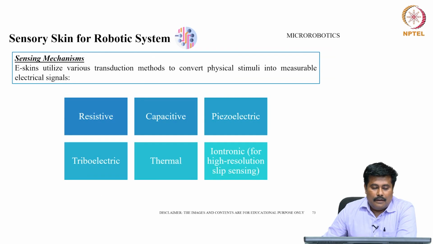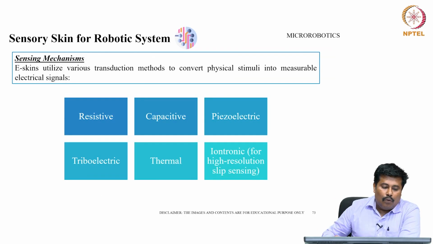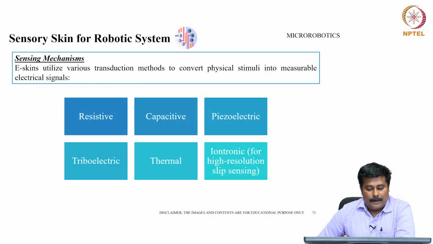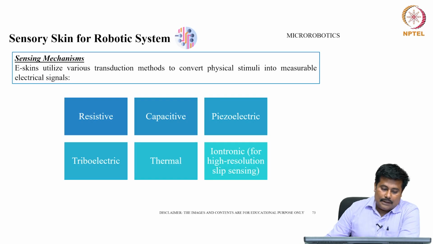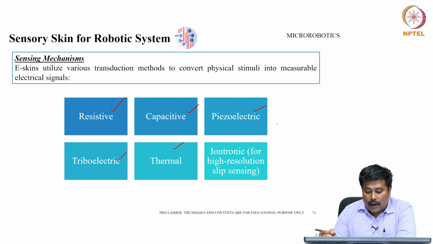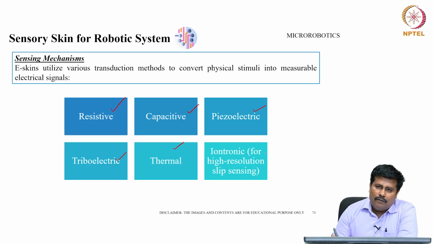Now, when we look into the overall sensing mechanism, this e-skin utilizes various transduction methods to convert physical stimuli into a measurable electrical signal. This measurable electrical signal can be of a resistive type, a capacitive type, a piezoelectric type, a triboelectric type, a thermal type, and an iontronics type, which is a kind of high resolution slip sensing that is being employed.